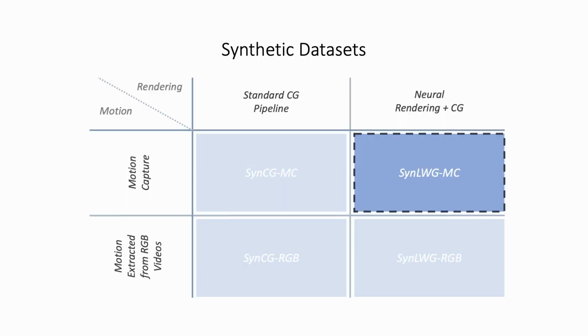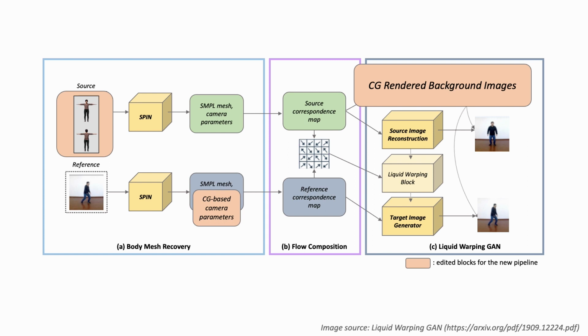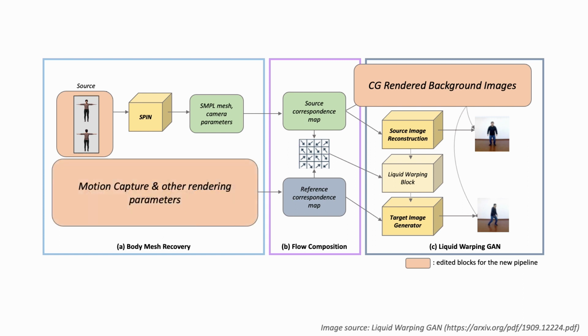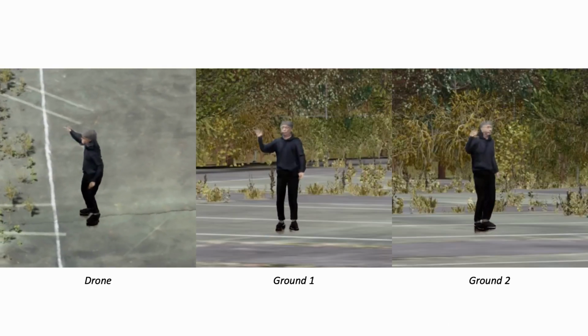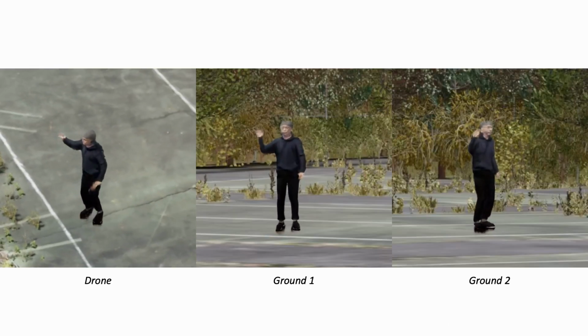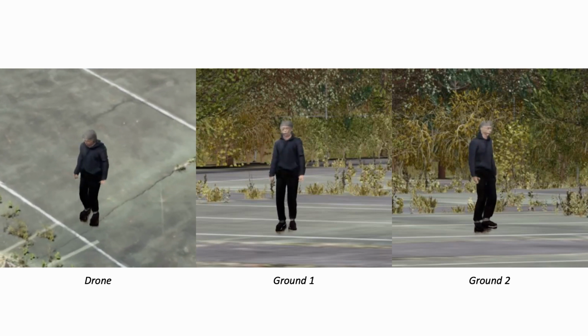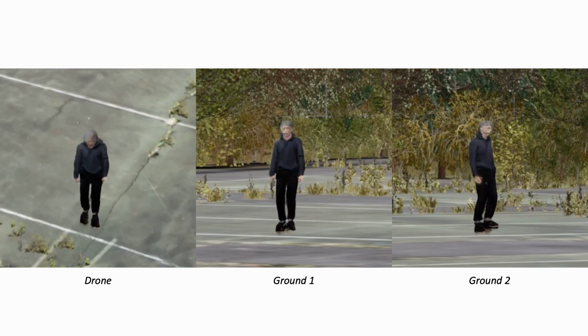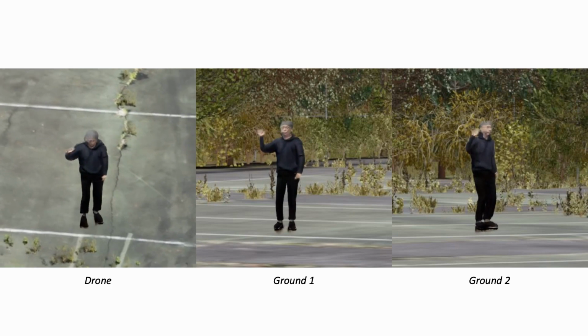The third dataset is the synthetic LWG-MC, which is generated using a combination of the neural rendering method and the motion capture. We modified the Liquid Warping GAN architecture to use the motion capture-derived simple meshes and other rendering parameters to match the synthetic CG-MC. It also uses the CG rendered background images and front and back images of the avatars as source images. Therefore, this data inherits the properties of the motion capture, which improves the quality of motion compared to the synthetic LWG-RGB data. This is an example video from the synthetic LWG-MC data.